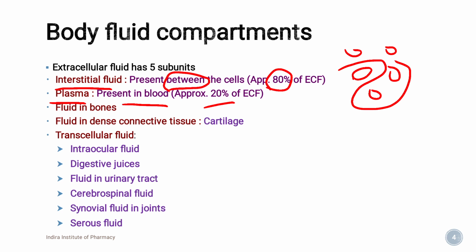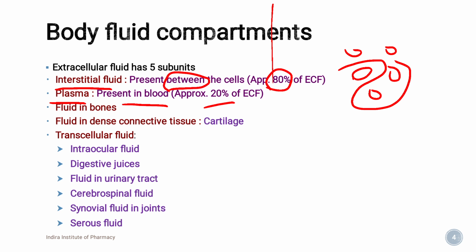Then we have fluid which is found in the bones. Then fluid in the dense connective tissue, that is cartilage. And then we have some other fluids like transcellular fluid, which includes intraocular fluid. Now intraocular means the fluid which is found in the area of the eye. Then we have digestive juices. So all the fluid which is found in the digestive area, it will include gastric juices. Then we have fluid which is found in the esophagus. So all the fluid which includes the GIT.